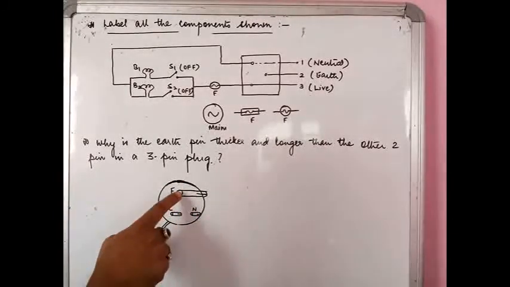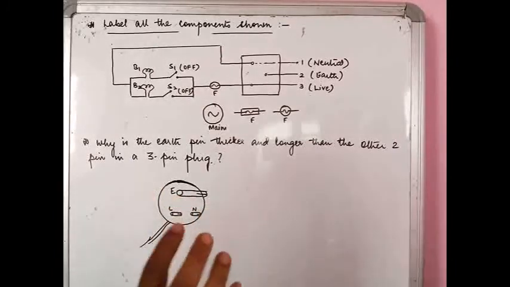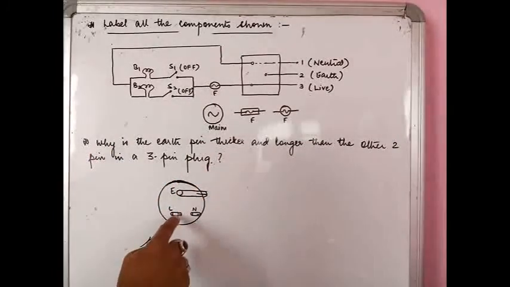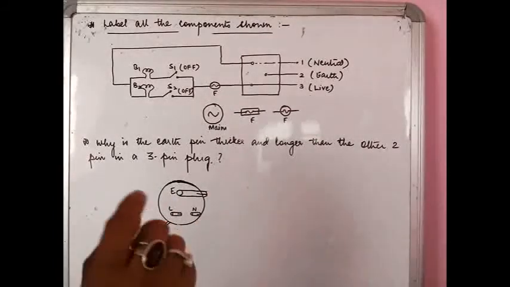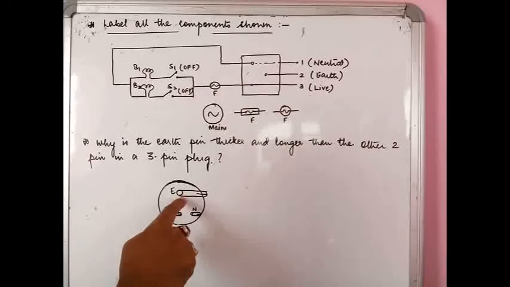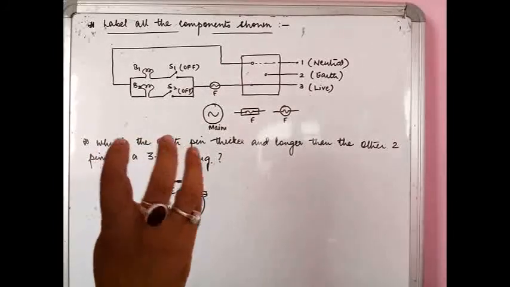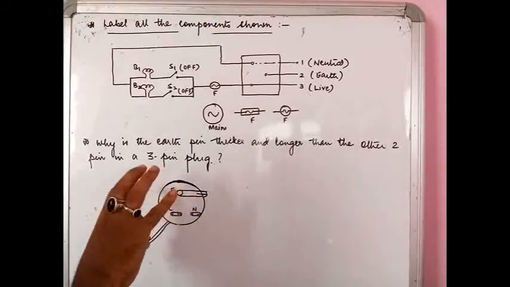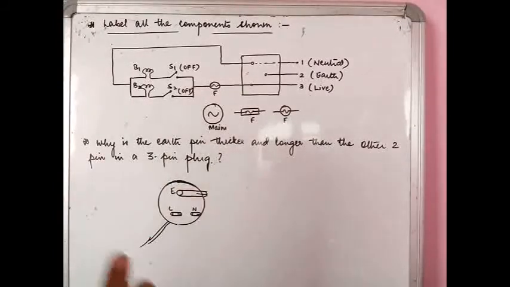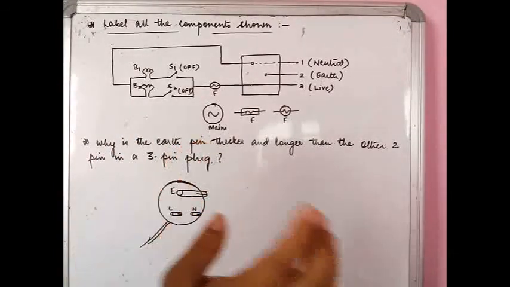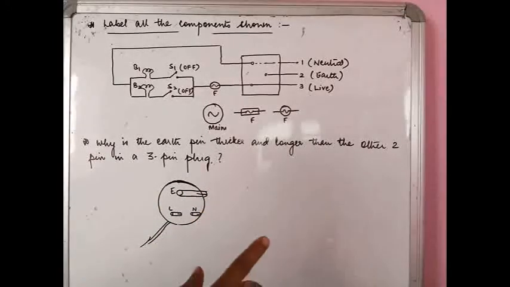Had all 3 pins been of the same size, then it was a possibility that the live wire would have made connection first, or along with the earth wire in the socket. We do not want that. We want the safety to come first. So that is why, this earth pin being longer, when you turn this plug this way and try to put it in the socket, this pin being longer will make the first connection, so it will take away that risk of any fault in the appliance. If there is a fault, this connection will take the current down and earth it. So this is the reason.